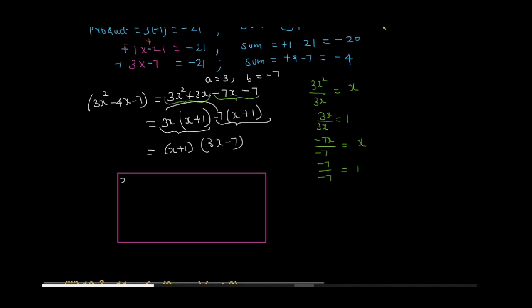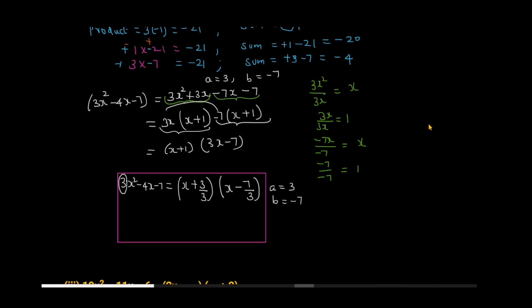What is given? 3x squared minus 4x minus 7 is equal to, our a is 3, our b is minus 7. Let's write x plus 3. You should divide this by 3 because look at the coefficient of x. Coefficient of x is 3. We multiplied this 3 with 7, then only we got the product term 21. So definitely you need to divide that by 3. Then next x minus 7 by 3. So we need to write like this.